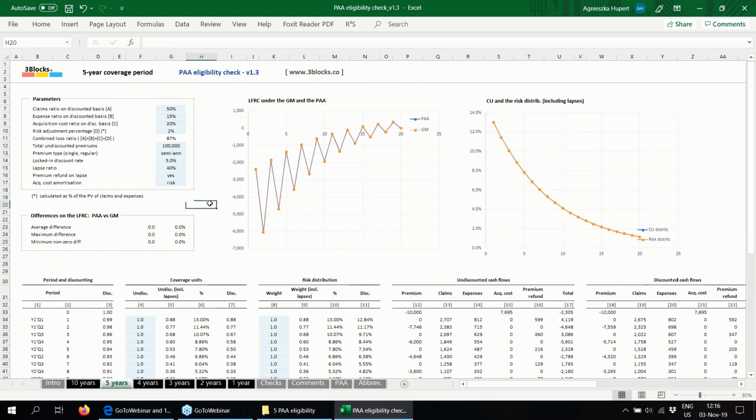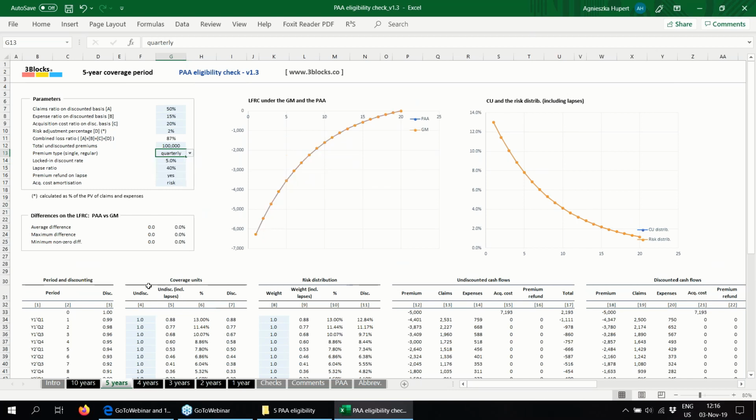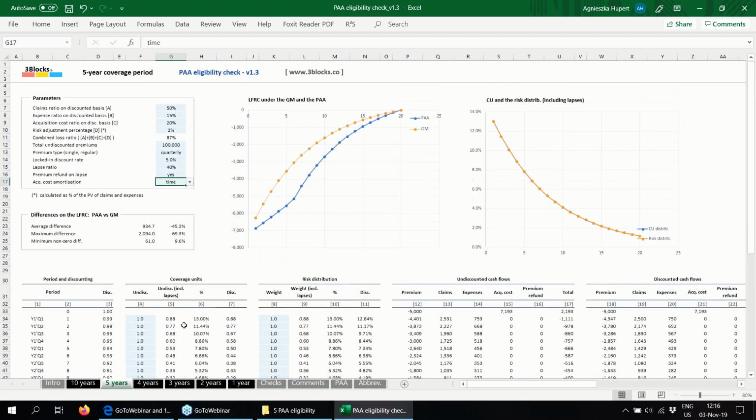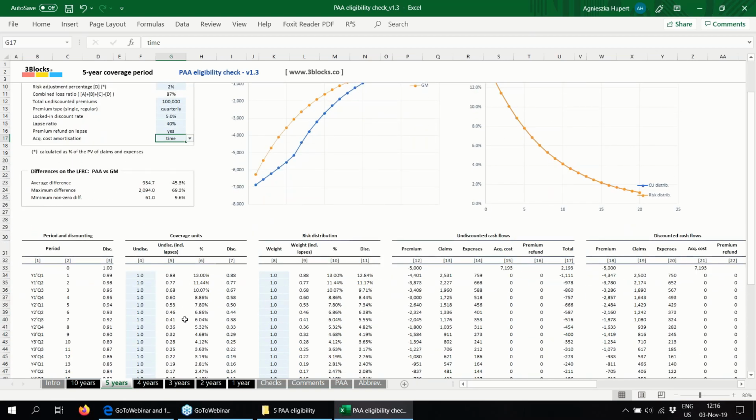Okay, and I have one more scenario to show you, because in the current example I was focusing mostly on the coverage units and the risk distribution, but there's one more modeling option for PAA you may decide on, and this is the acquisition cost amortization. We had it set in proportion to risk, but it could also be in proportion to time. So let's see what happens if I change that. From zero difference, we end up with a difference for the product we selected.